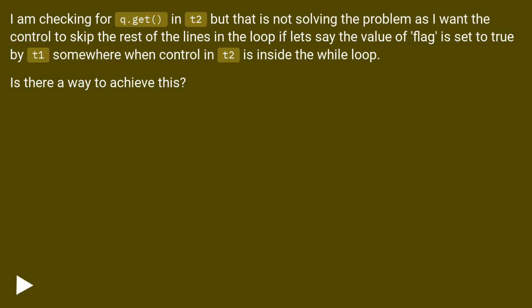I am checking for q.get in T2, but that is not solving the problem, as I want the control to skip the rest of the lines in the loop if, let's say, the value of flag is set to true by T1 somewhere when control in T2 is inside the while loop. Is there a way to achieve this?